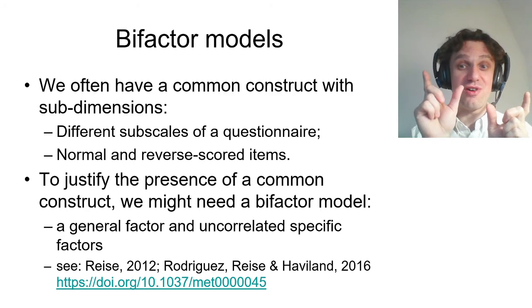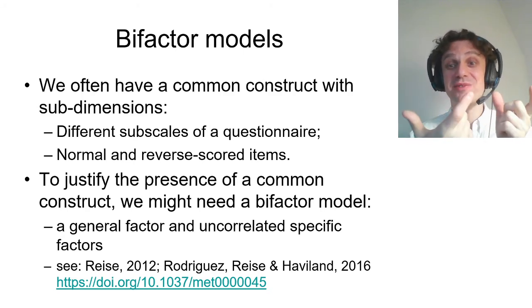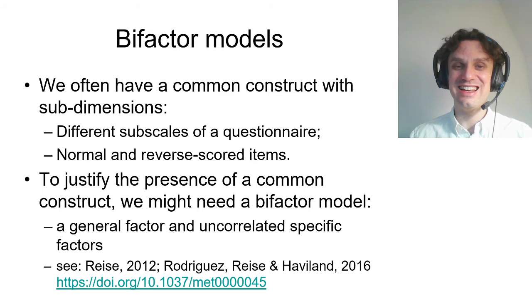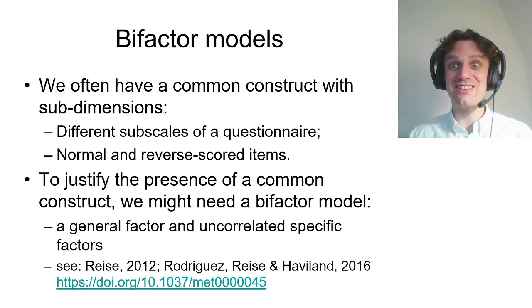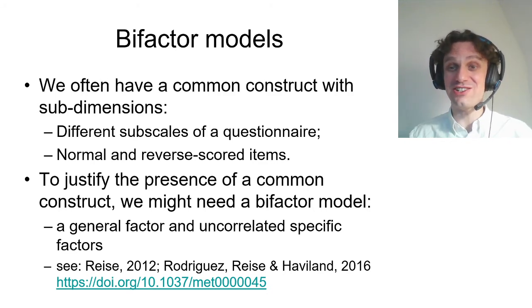You can call them optimism and pessimism, but in fact, they are both about optimism. It's just the formulation that is flipped around. And the question is, does this questionnaire contain one dimension, or are these two independent dimensions? So if you want to justify that you want to calculate a total score based on a questionnaire with forward scored and reverse scored items, what you normally need is called a bifactor model.